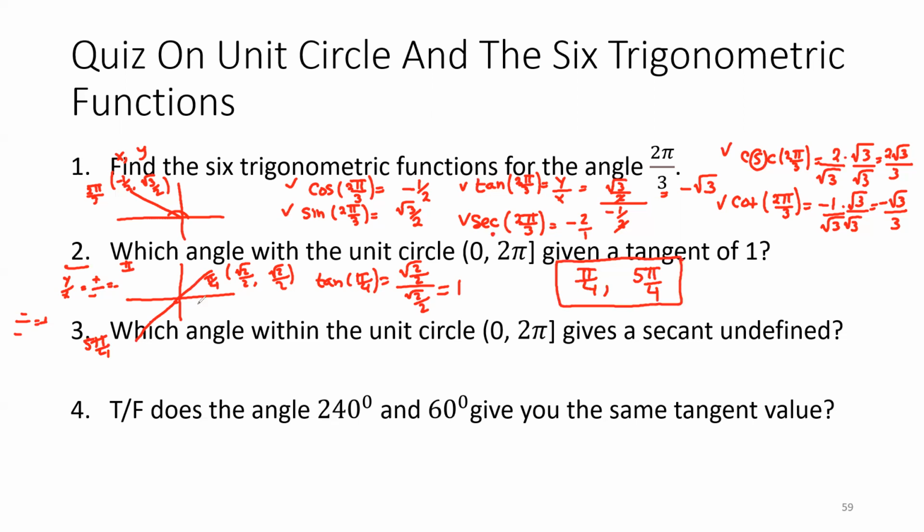Okay. And also we can't do anything with quadrant 4 because the cosine is positive and the sine is negative.